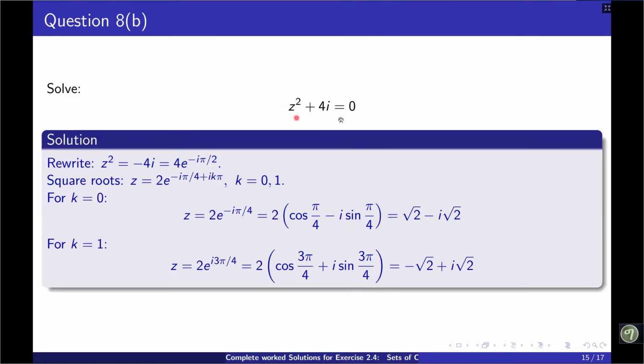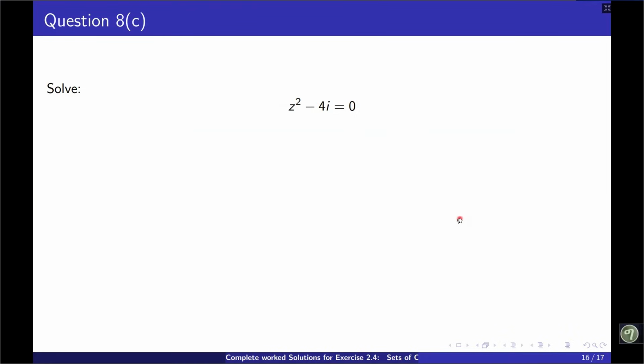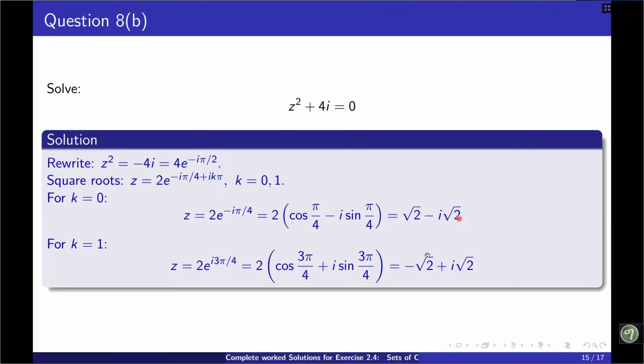Therefore, this equation has two roots. The first root is radical 2 minus i radical 2, and the second root is negative radical 2 plus i radical 2.